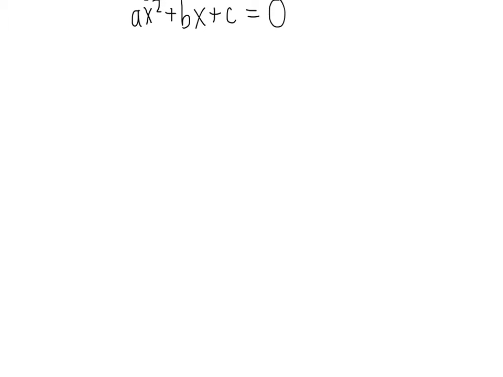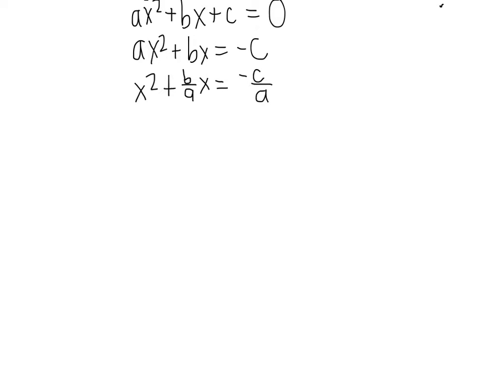So the first thing we need to do is move c to the other side. Then the next thing we need to do is divide everything by a. Remember, a needs to be 1. We basically can't have the a there, so we're going to divide everything by a and get x squared plus b over a x equals negative c over a.